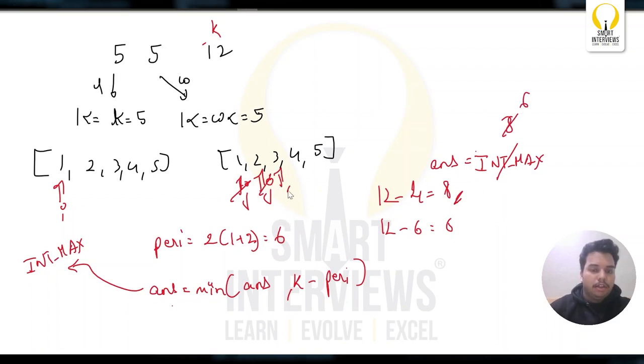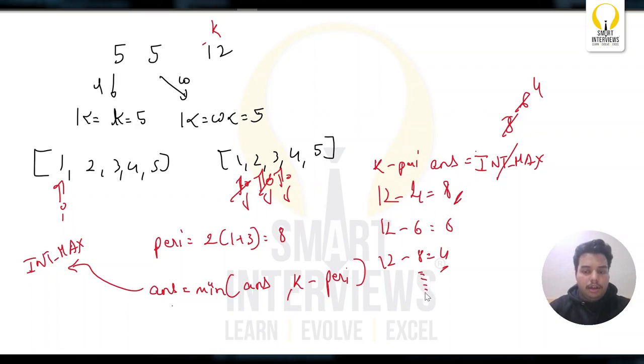Again, 3 plus 1 is 4, 4 into 2 is 8, and 12 minus 8 is 4. So this is more optimal, and I'll update my answer to 4. Why? Because our overall target is to minimize the difference between k and the perimeter. And here we are going to generate all possible perimeters. Since the limits are also very low, we can get our answer by doing the brute force itself.